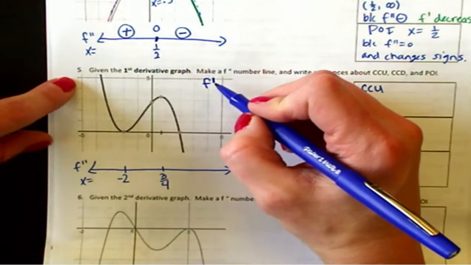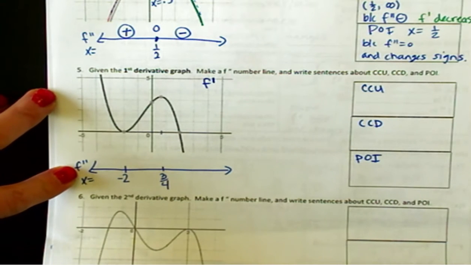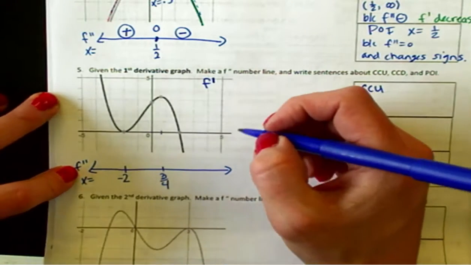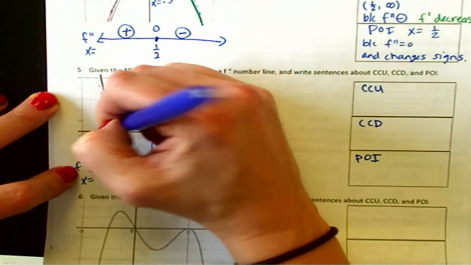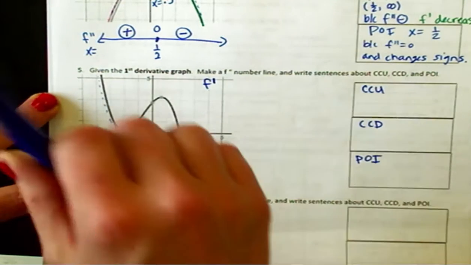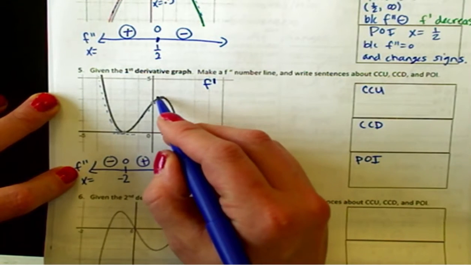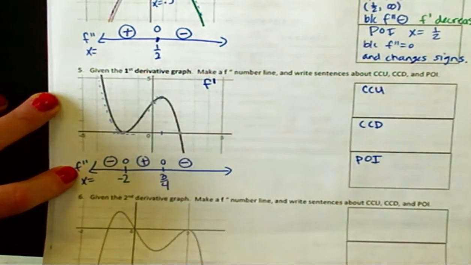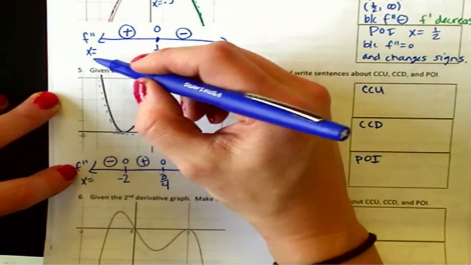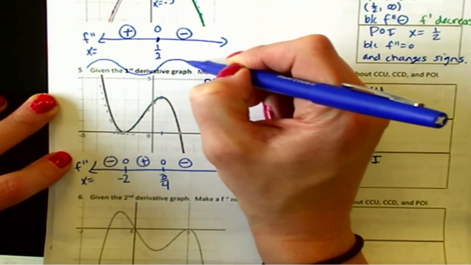In order to go from f prime to double prime, you look at the slope. Slope always takes you down one level. Okay, so negative slopes, 0 slopes. Positive, 0, negative. The original would be concave down, up, down. Makes sense? Quartic, cubic, quadratic.